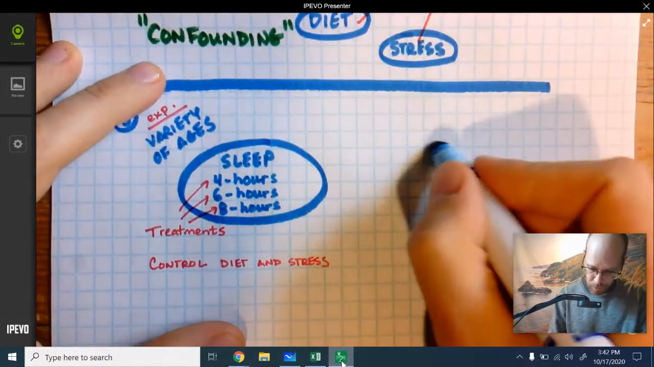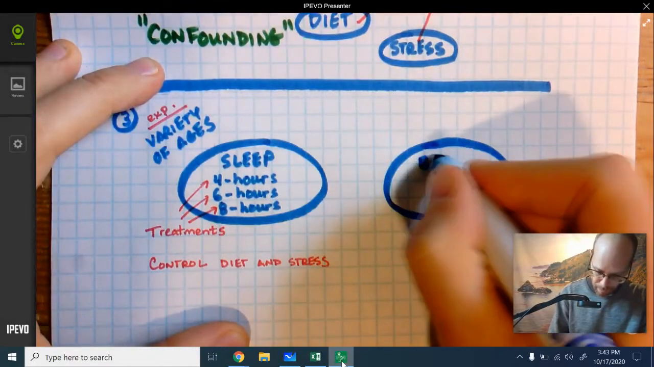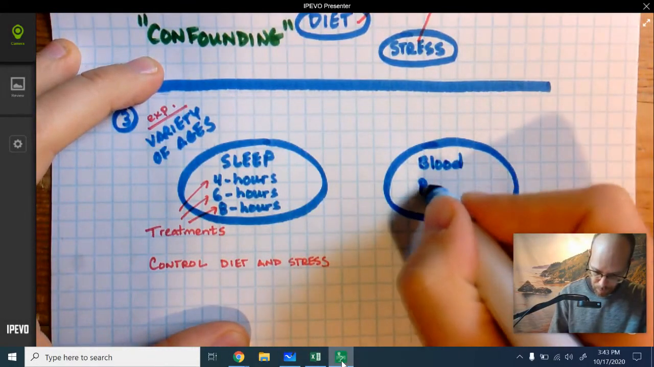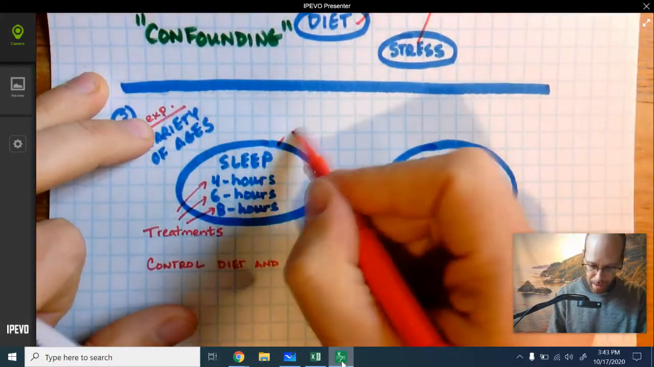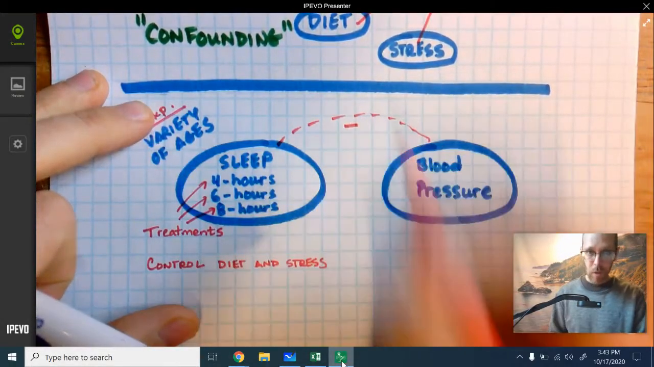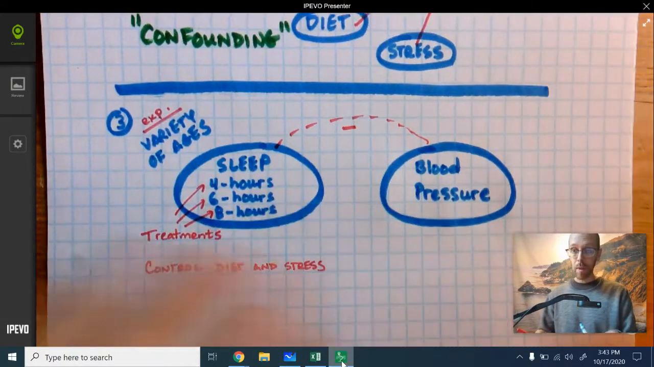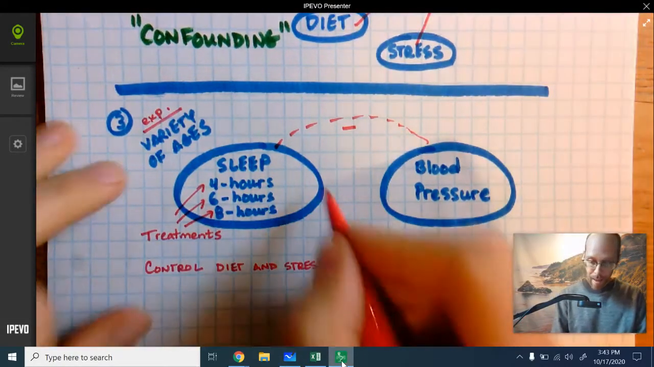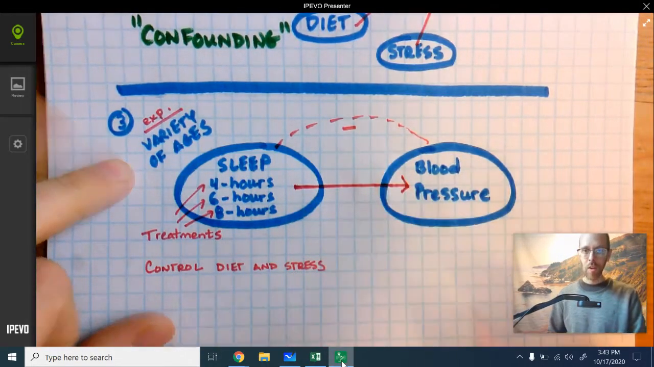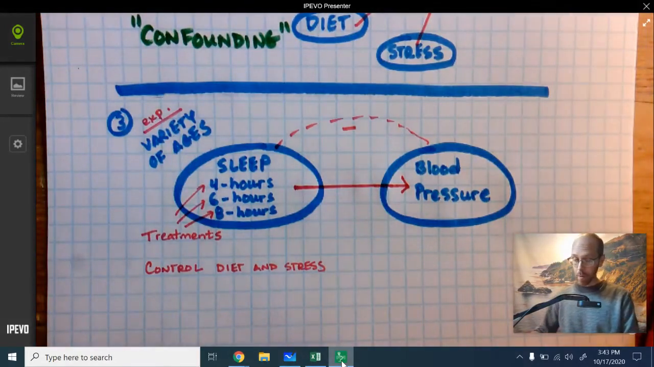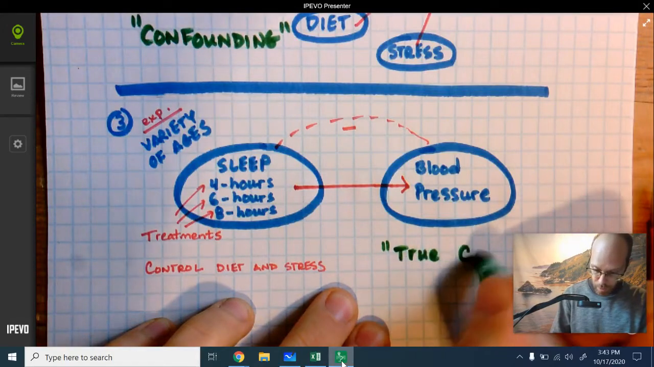Now, if this time we find that still their blood pressure has a negative association, meaning that as the number of hours of sleep increases, the blood pressure is going to go down, then we can say sleep causes lower blood pressure. And we would refer to this as true causation.